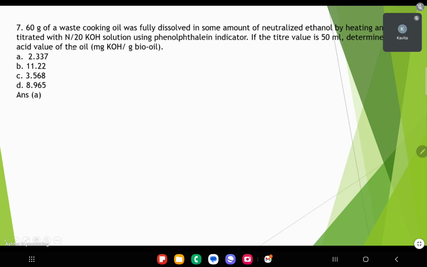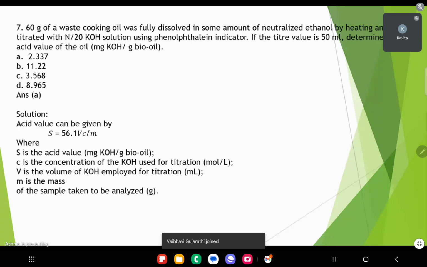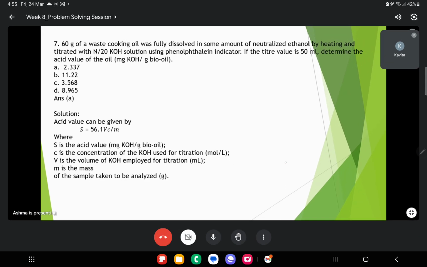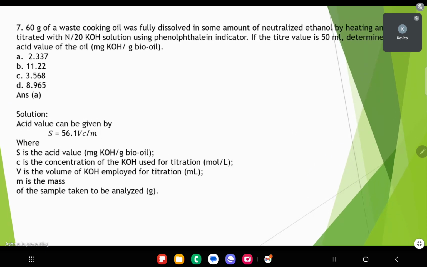So the correct answer is A, 2.337 milligram KOH per gram biodiesel. I got one answer as A. Let's see. Acid value is given as 56.1 VC by M, where the acid value is in milligrams KOH per gram of bio oil. C is the concentration of KOH used for titration in moles per liter. V is the volume of KOH consumed for titration. M is the mass of the sample taken to be analyzed.